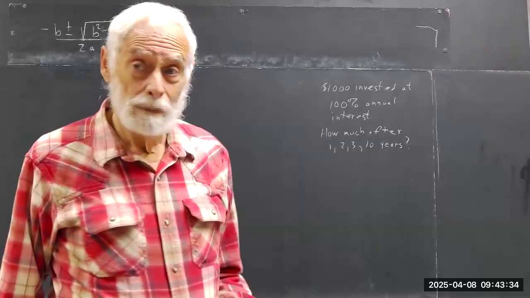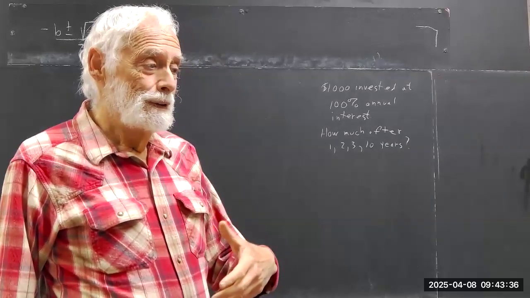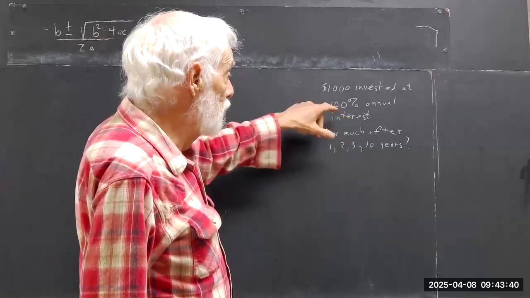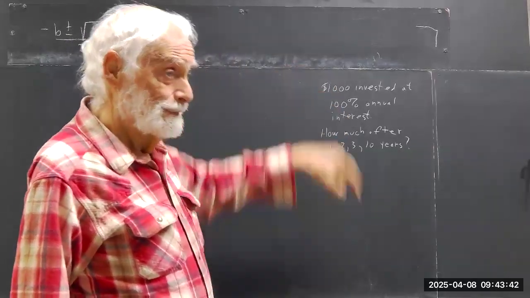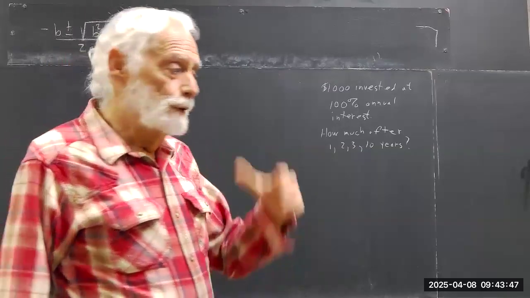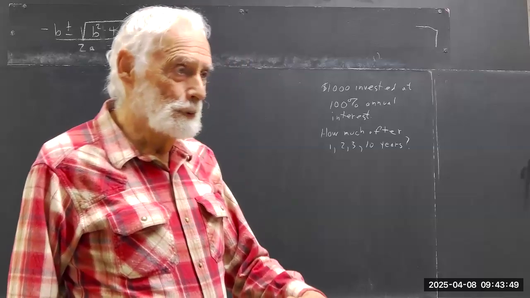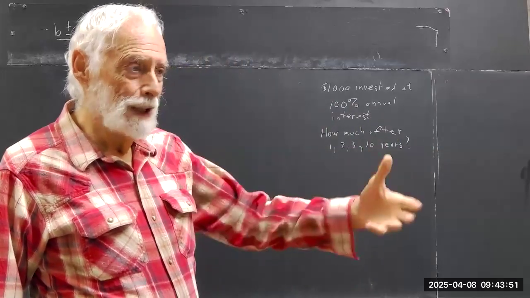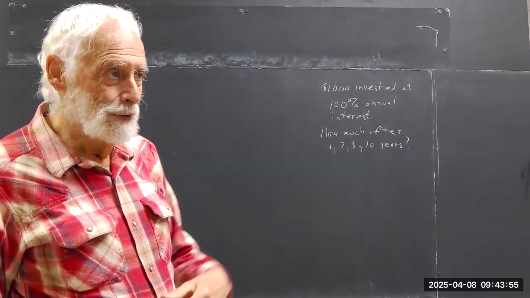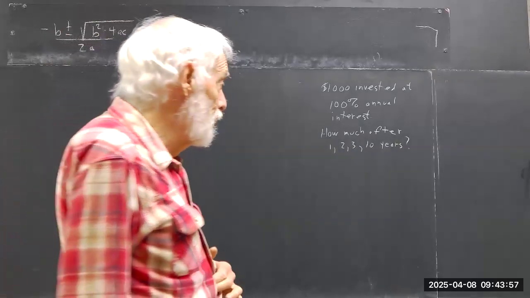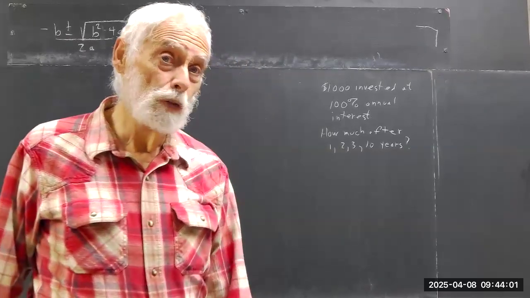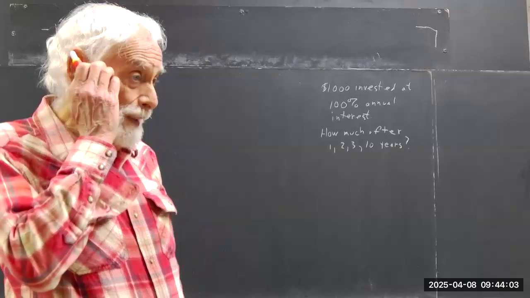After 1 year, you're going to have $2,000. Okay, because 100% interest means you take 100% of this and add it. After 2 years, well, you're going to take 100% of that, 2,000, and add it. You're going to get 4,000, and then 8,000, 16,000. After 10 years, you're going to have $1,024,000.